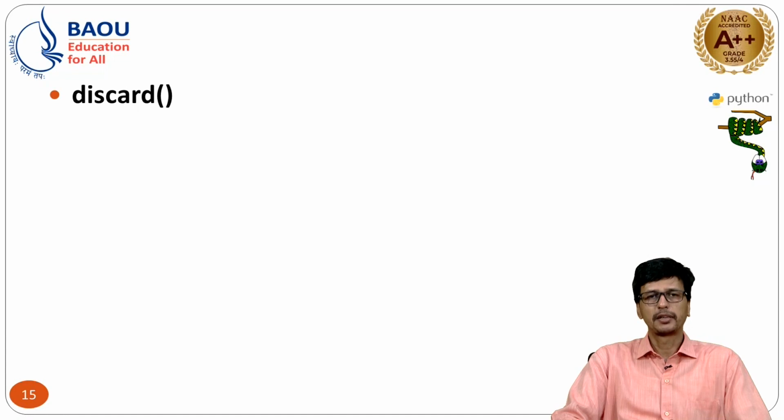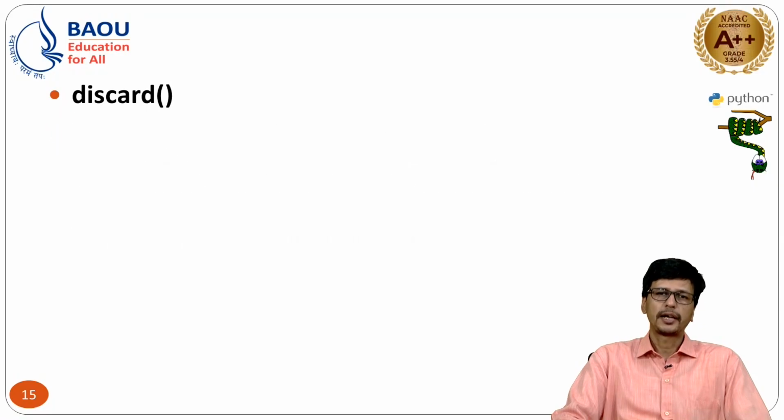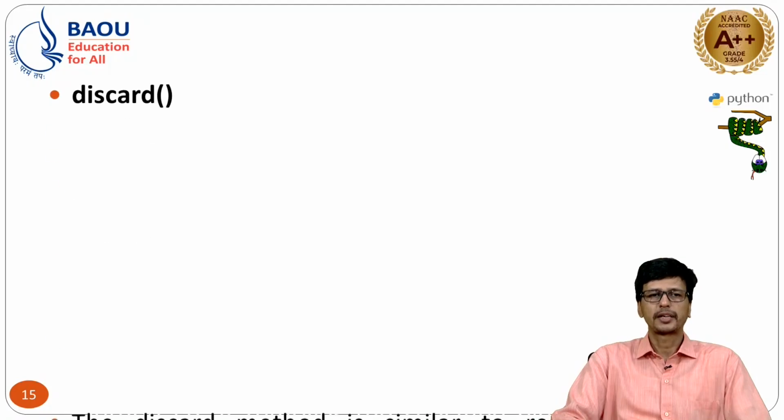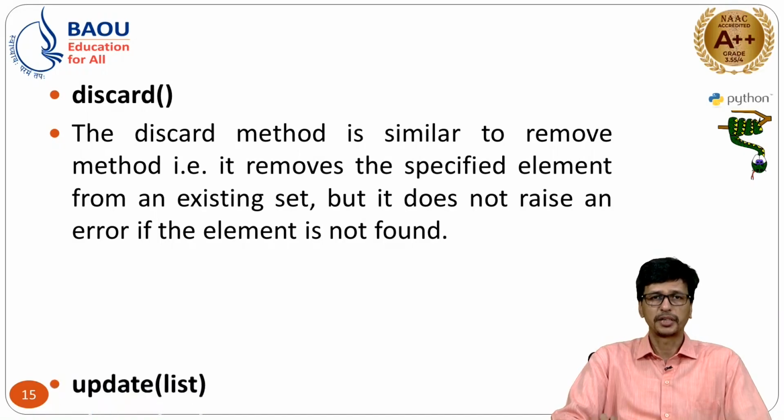Next is discard. It is the same as remove, but in the remove method, if you try to remove an element which is not in the set, the program raises a KeyError. But in the case of discard, that will not be raised, and there is no change in the output, right? That is the basic difference between the remove and the discard method. Keep this in mind for objective questions.